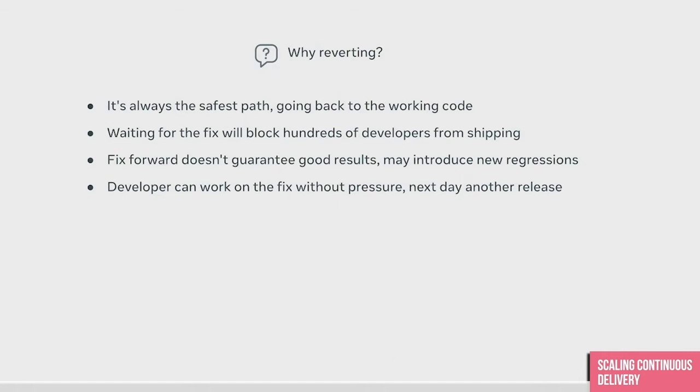And also, fix forward actually doesn't guarantee good results, and it may introduce new regressions, and then we're in a kind of infinite loop, and it creates a lot of pressure on the developer who tries to fix it. And this is the last point: the developer can work on the fix without pressure after the revert is done, because there is another day, and another day we have another release.